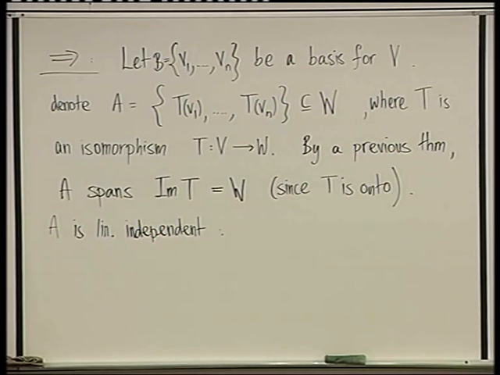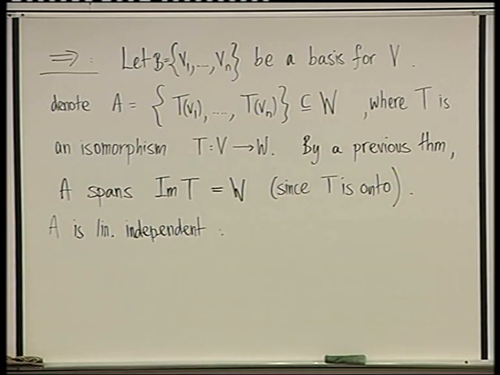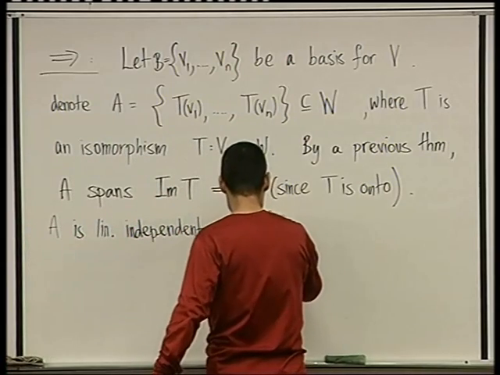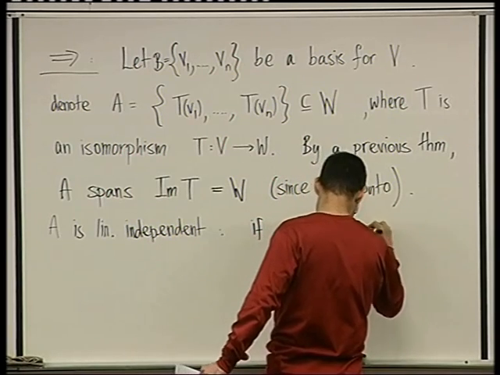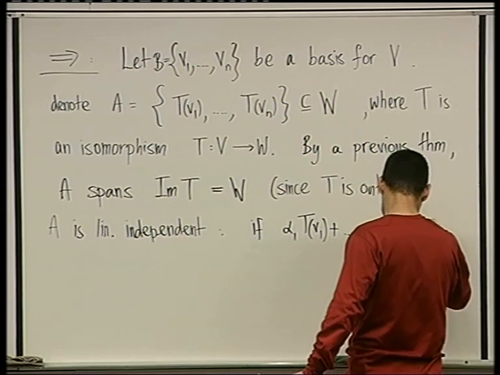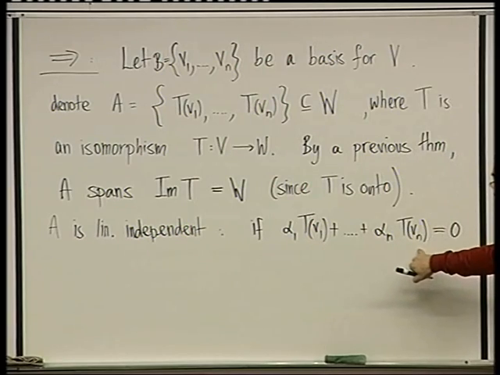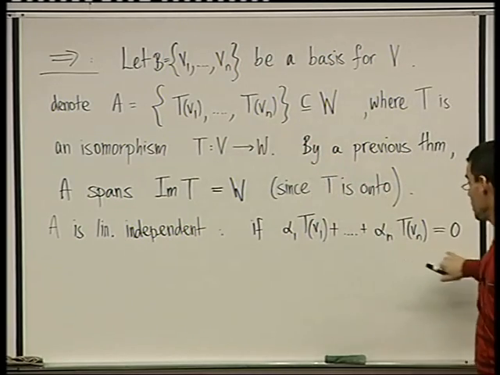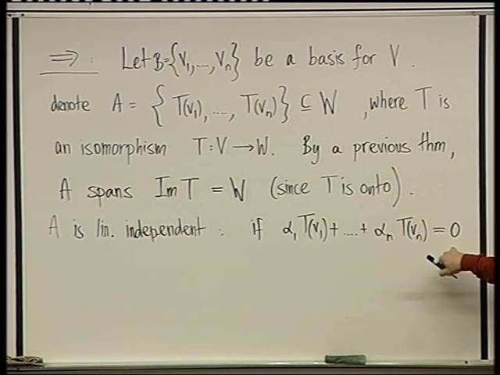So how do we show that it's linearly independent? We need to take a linear combination of these guys that equals 0 and prove that all the coefficients are 0. That's the meaning of being linearly independent. So if alpha 1 T of v1 plus ... alpha n T of vn equals 0, if we take a linear combination of elements of A which equals 0, we need to show that all these alphas are 0. That's what it means to be linearly independent, by definition, right?